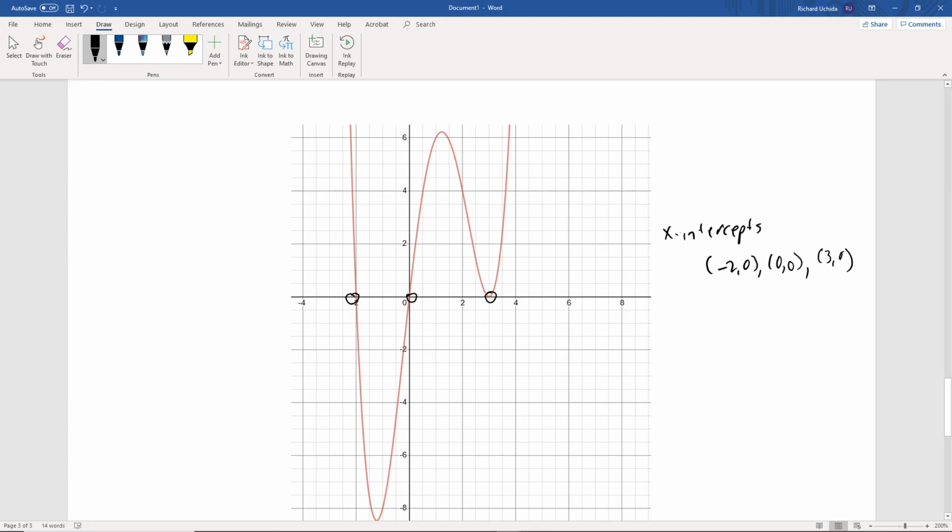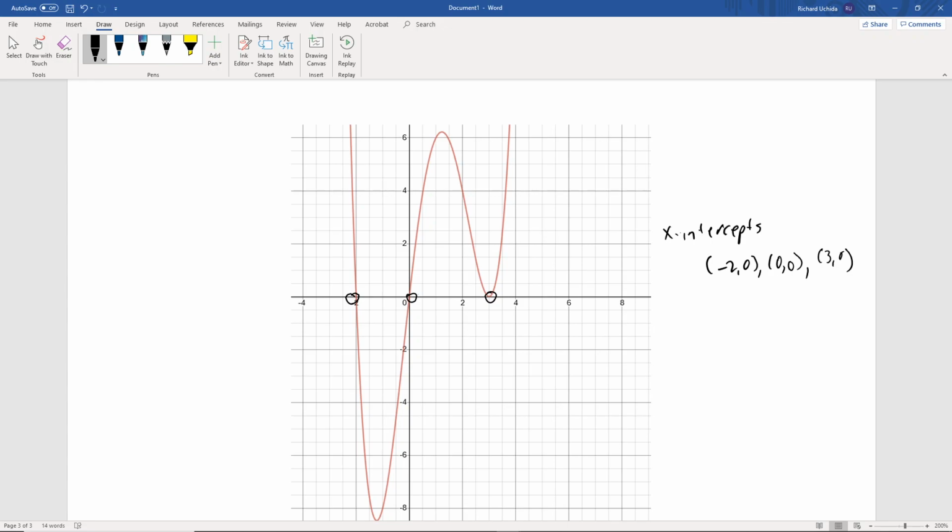And then we could say, okay, when is it below the x-axis? Well, it looks like between -2 and 0, it's below the x-axis. And then when is it above? Well, from -infinity to -2, and then from 0 to 3, and then from 3 to infinity. It doesn't matter here, but the question could be asking if it's strictly above or strictly below. So there is a question of if it's on the x-axis.